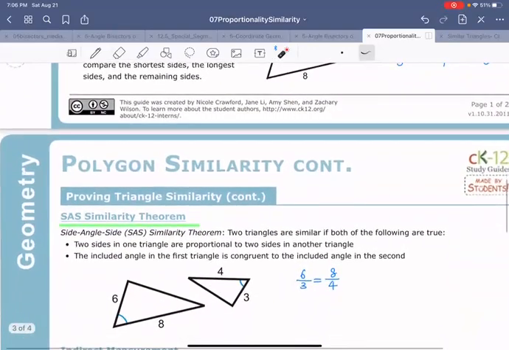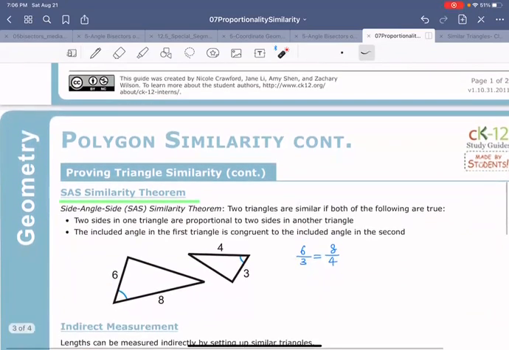And the next one is SAS. Albert, would you please read this one, please? Go ahead. SAS similarity theorem. Side angle side SAS similarity theorem. Two triangles are similar if both of the following are true. Two sides in one triangle are proportional to two sides in another triangle. The included angle in the first triangle is congruent to the included angle in the second.